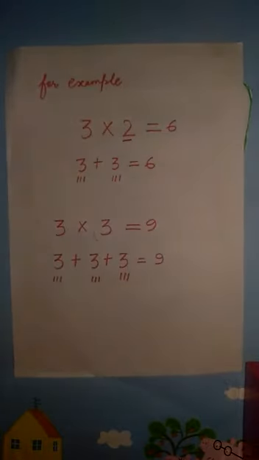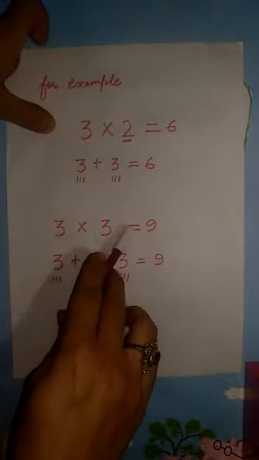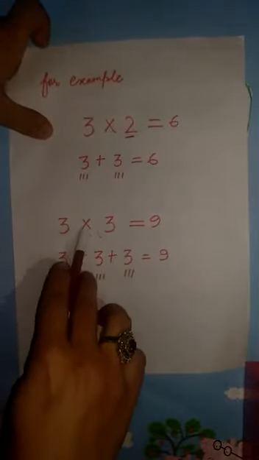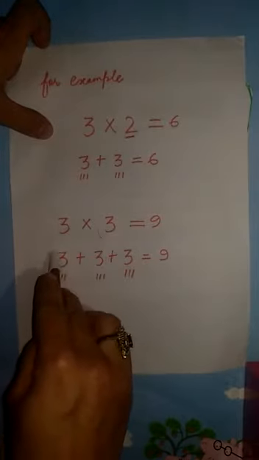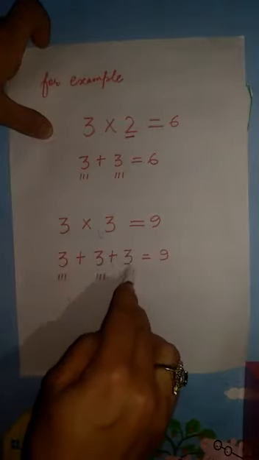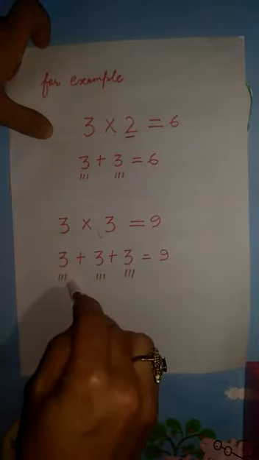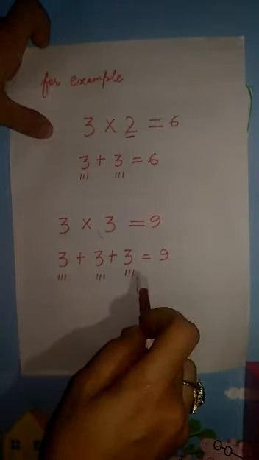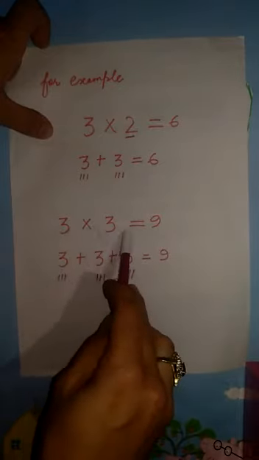Another example I will make you understand. Here is 3 into 3 is 9. See how it is. We have to write number 3, how many times? 3 times. See, I have already written 3 plus 3 plus 3. So, I have added them 1, 2, 3, 4, 5, 6, 7, 8, 9. So, here is 9, means 3 into 3 is 9.